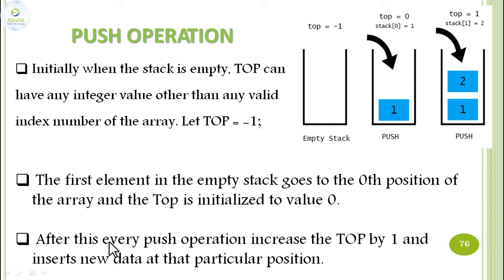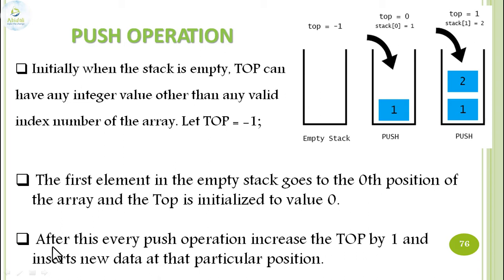After this, every push operation you need to perform, you have to increase the value of the top by 1 and insert the new data at that particular position. So before the push has to be done, or before the value has to be inserted, you see in both these diagrams, the value of the top is updated from -1 to 0, from 0 to 1. So the update has to be done first, then inserting the element can be done at that particular top value. So the new data item has to be inserted after the update of the stack.